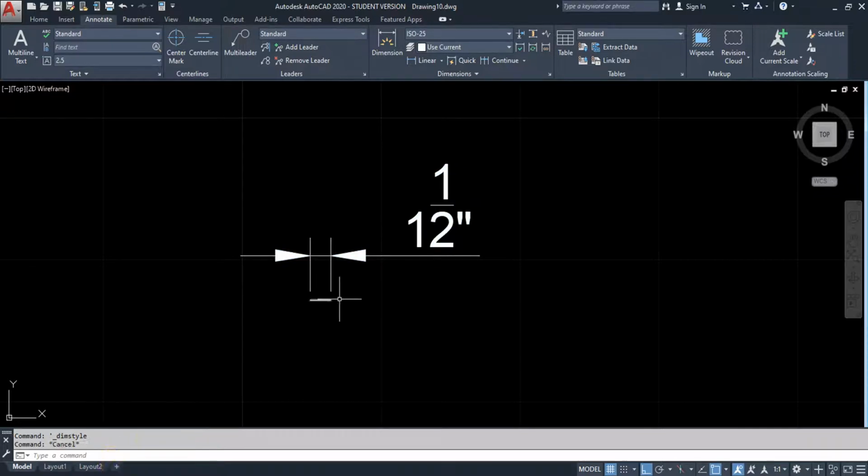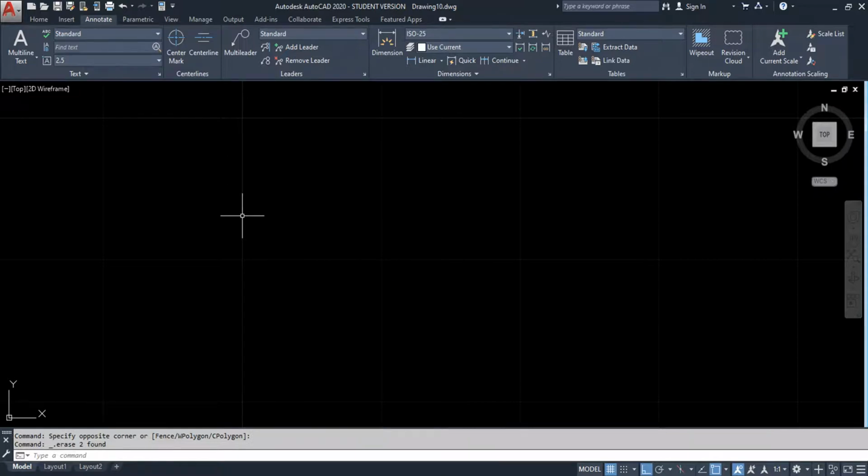In this case, I'm going to give the input line: 1 feet, 1, 1 by 2 inches.